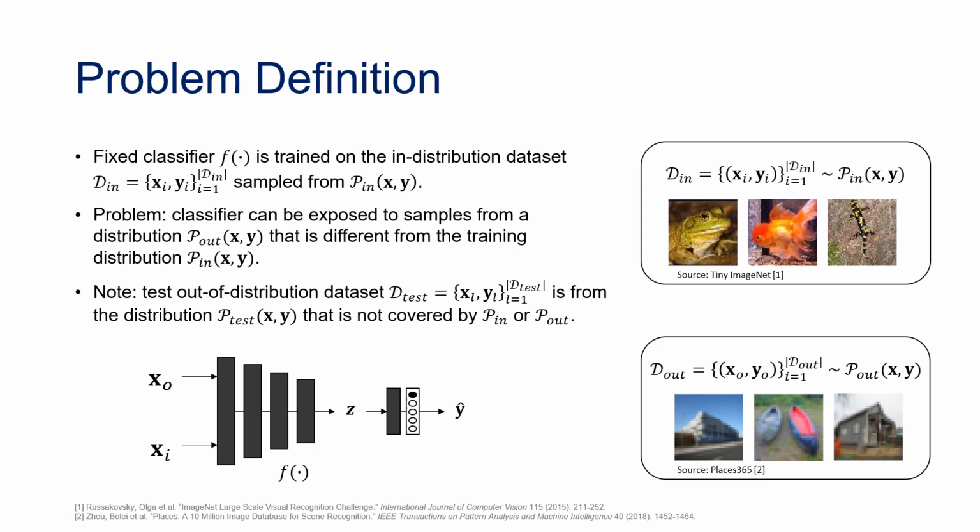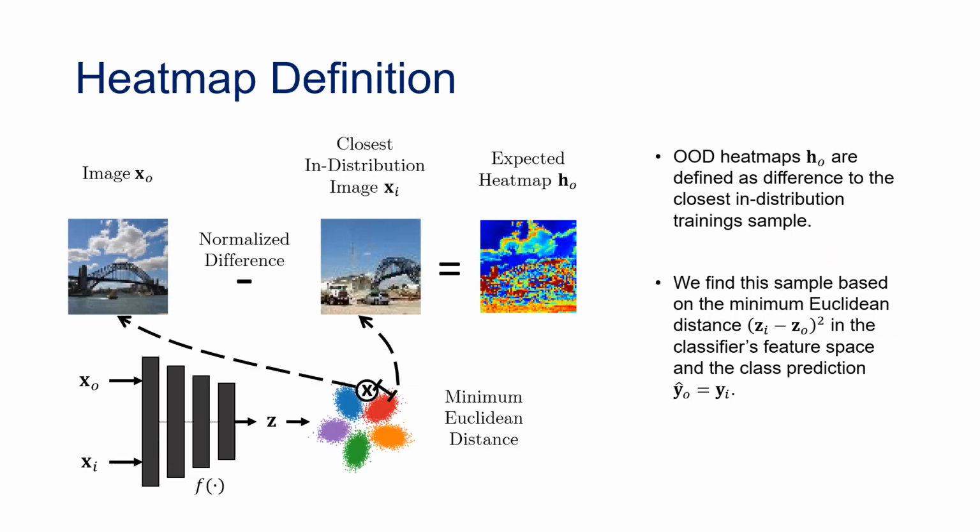Now it's important to note that the out-of-distribution test data, which we later use in our evaluation, is different to the out-of-distribution training data. So the out-of-distribution training data could be sampled randomly. In our approach, we do out-of-distribution detection based on heat maps.